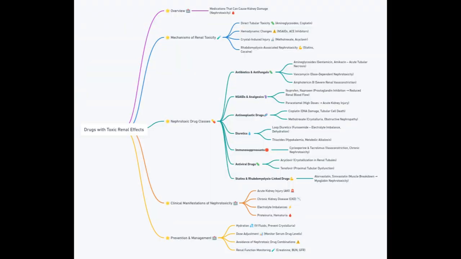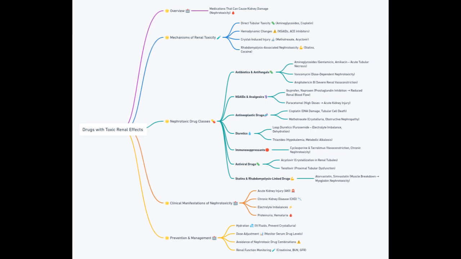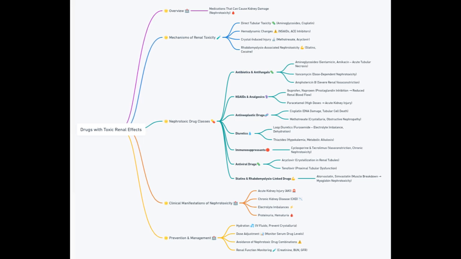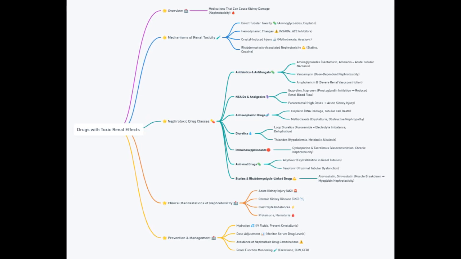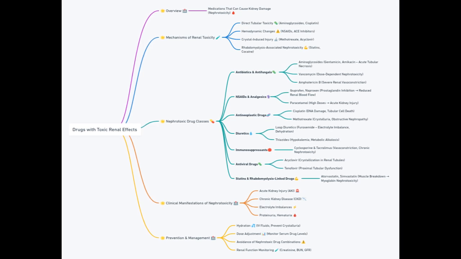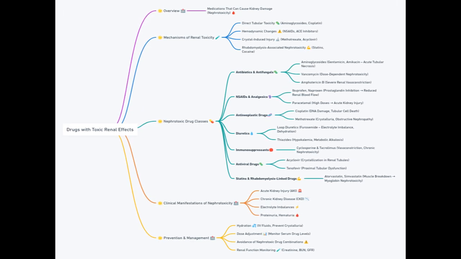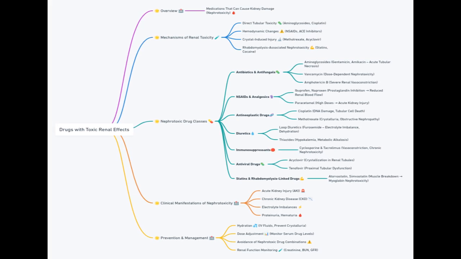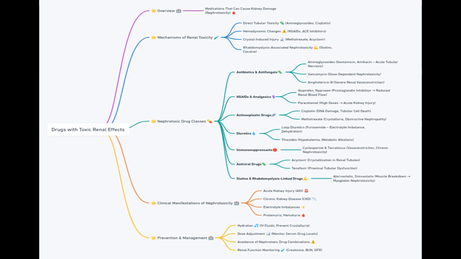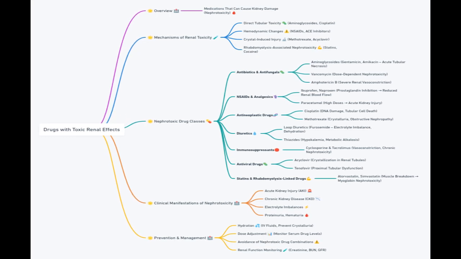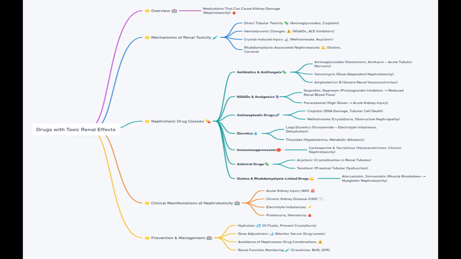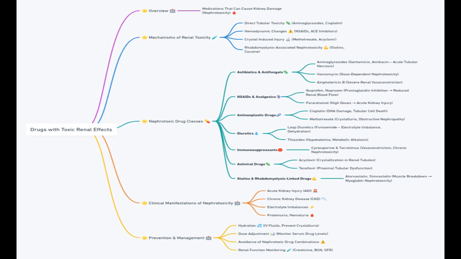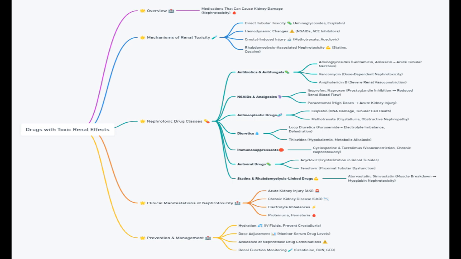Okay, so the mind map about the drugs with toxic renal effects is more of a summary of everything. So let's try and use this to brainstorm and remember everything that we can remember. The complex nature of critical illness often necessitates the use of multiple therapeutic agents. Many of these drugs may individually or in combination with other drugs have the potential to cause renal injury, and the incidence of drug-induced nephrotoxicity is well documented in a number of drugs.